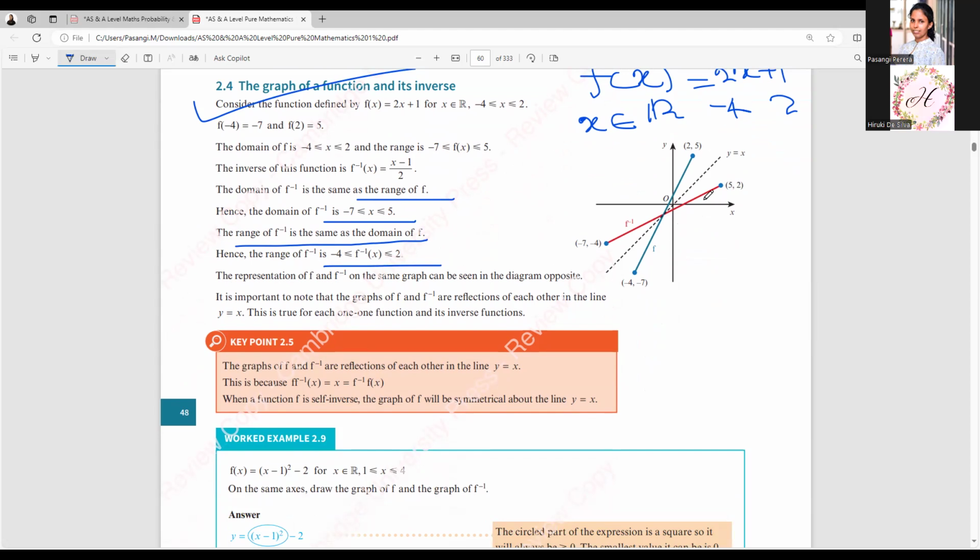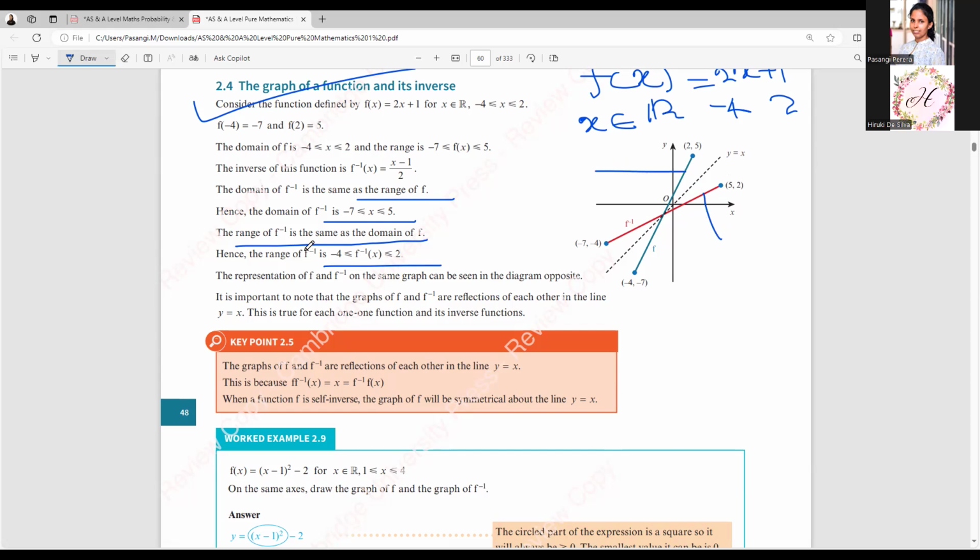By looking at here, you can see the original function will be 2x plus 1. Then here we have the (x minus 1) over 2 function. That is the inverse one. This one is the inverse one, and this one is the original one.